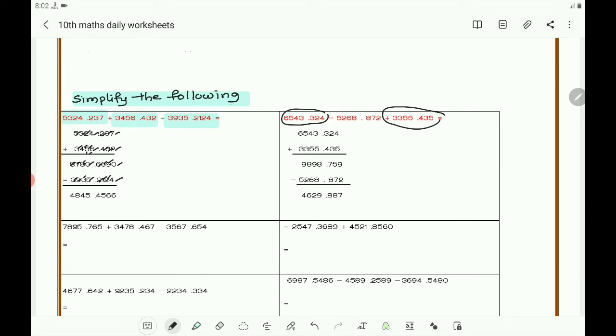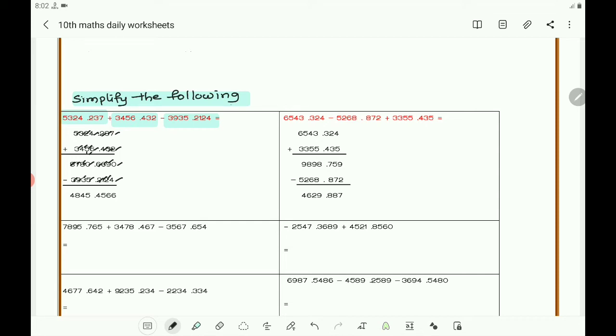Take 6543.324 plus 3355.435. After finding the sum of that two, why you have to find the sum of that two? Because they are having the same sign. Why we have to add them? Because they are having the same sign. So you must add them. After getting the sum, you subtract this one. To add and to subtract, use the same method.